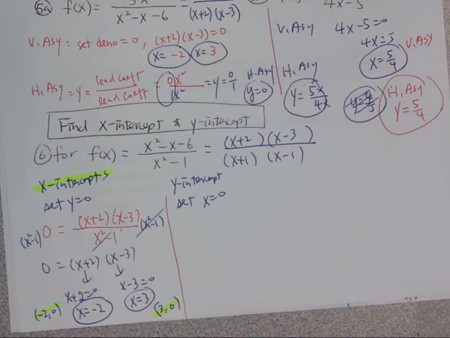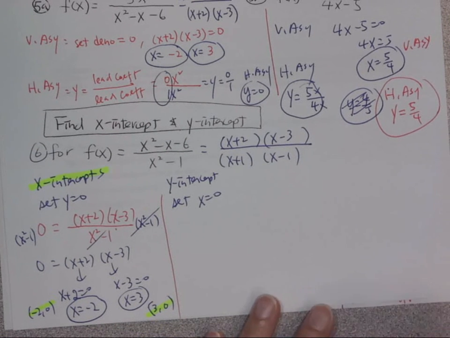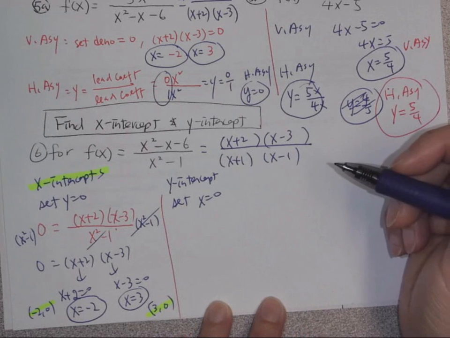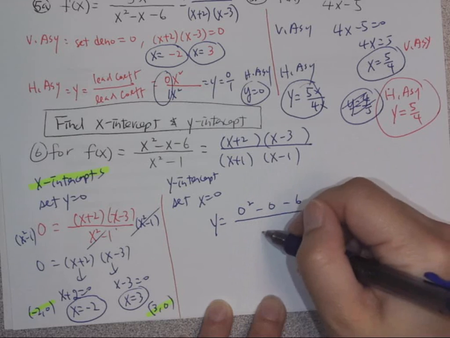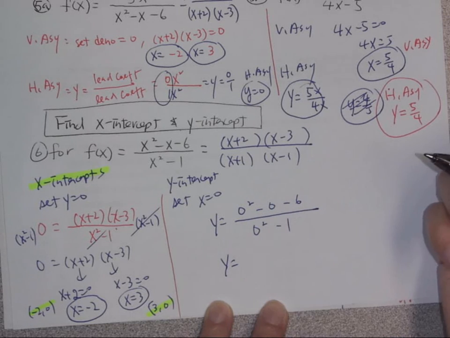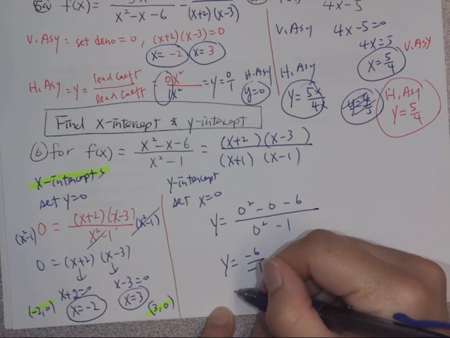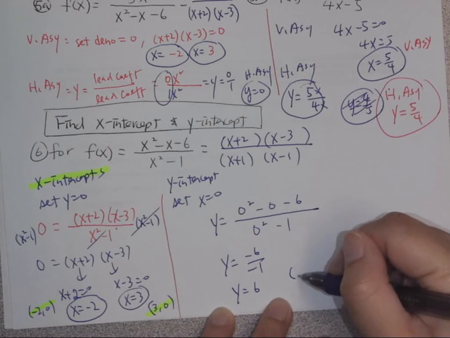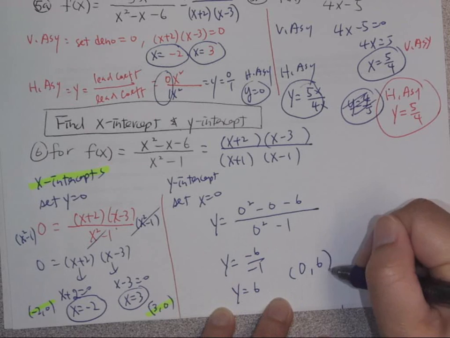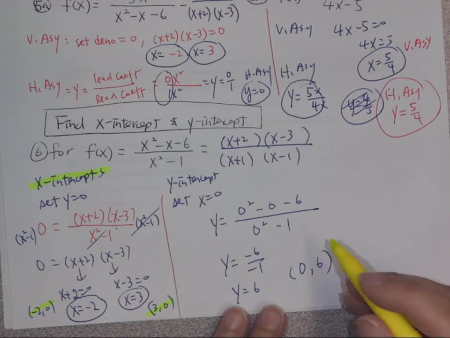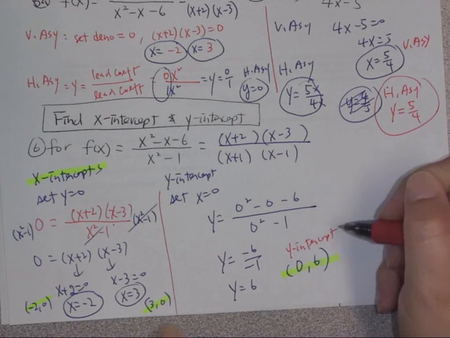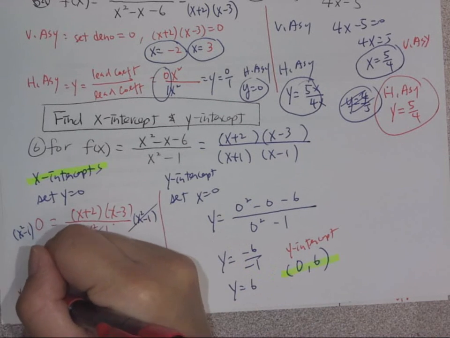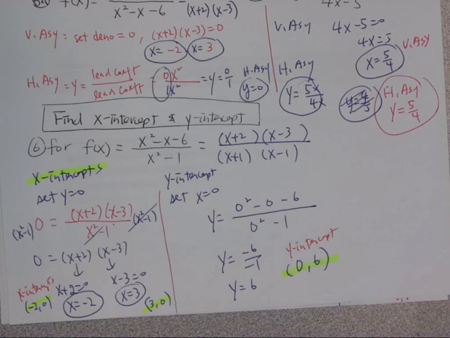All right. For the y-intercept, we set x equal to 0. Again, anytime you need to stop the video and write something down, please feel free to do it. So y equals 0 squared minus 0 minus 6 over 0 squared minus 1. So y equals negative 6 over negative 1, which is just 6, right? So the y-intercept is x equal to 0, y equal to 6. Are we okay with this? So this is my y-intercept, and these 2 are my x-intercepts. All right. Thank you.